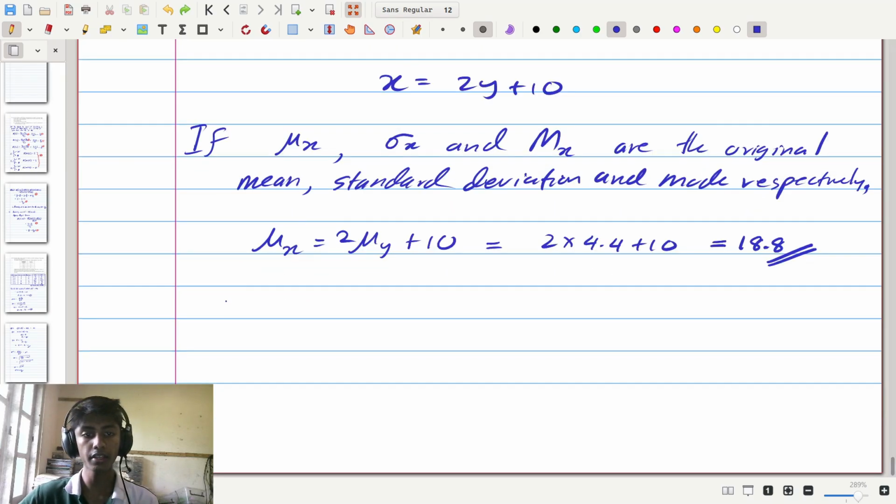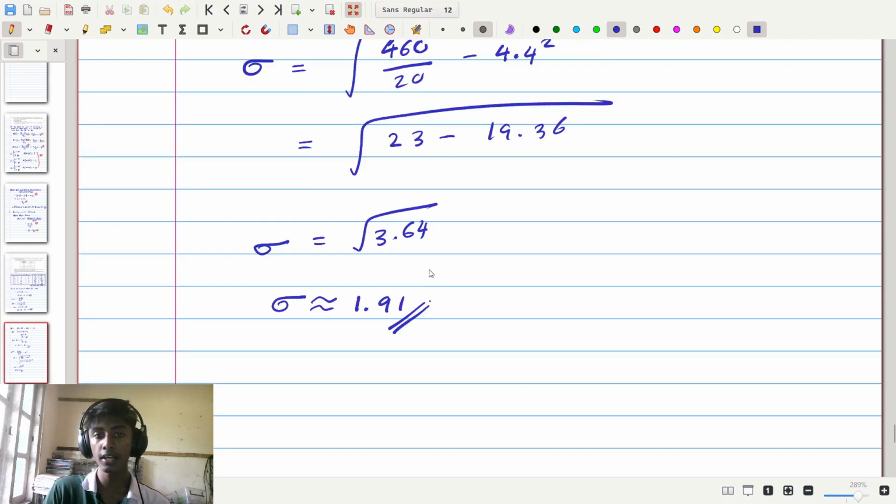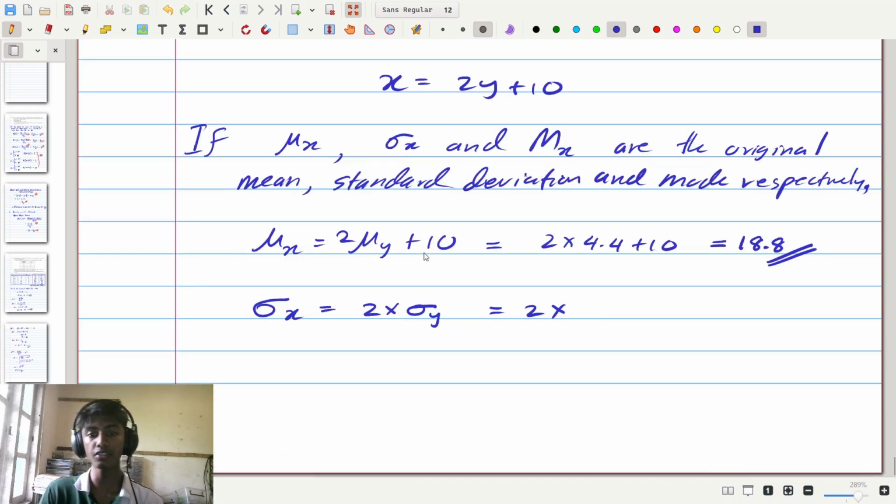Now similarly, sigma x is going to be equal to 2 times sigma y. Importantly, it's not equal to 2 times sigma y plus 10. It's just equal to 2 times sigma y. And considering that, we're going to have 2 times the value of sigma y, which is about 1.91. So multiplying, we have 2 times 1.91, which is equal to 3.82. So that's the value of the original set's standard deviation.